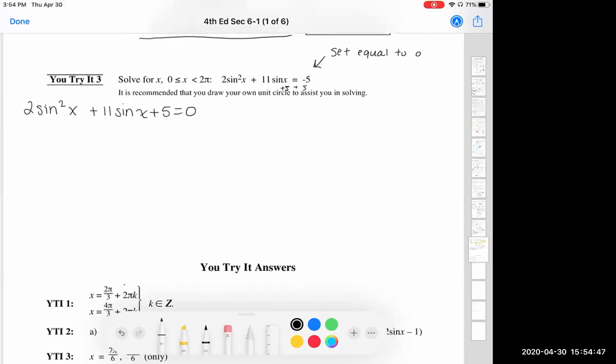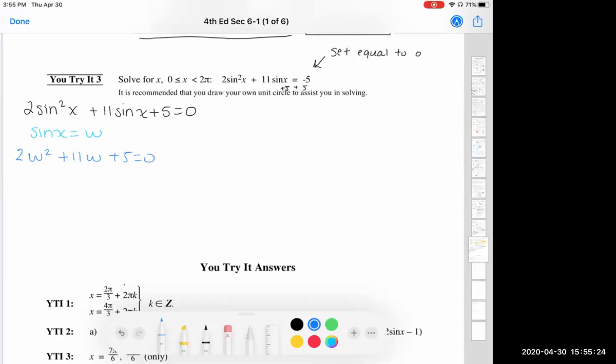Okay, let's see how far you got. Now I know this is different, so be very patient with yourself and give yourself time to work through these problems. This is a problem where for sure I would do some substitution. So we have sine of x and sine of x squared. Let's say sine of x is equal to w, since w has turned into our default letter. Let's rewrite it. We have 2w squared plus 11w plus 5 is equal to 0.